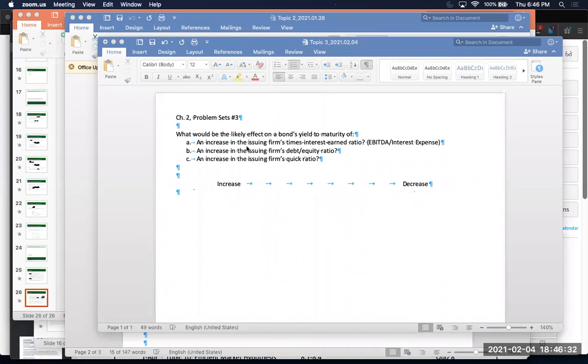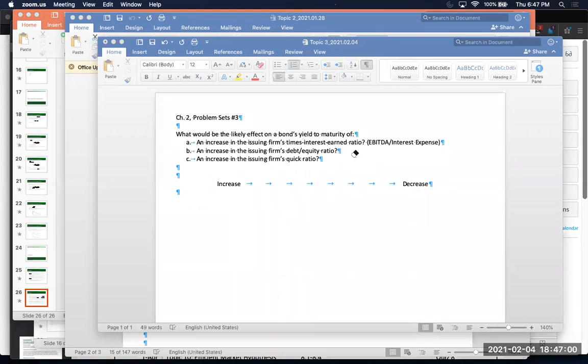All right, now B, an increase in the issuing firm's debt over equity ratio. If the debt to equity ratio goes up, is that going to increase or decrease? Yes, increase. A firm becomes more leveraged, they are riskier.